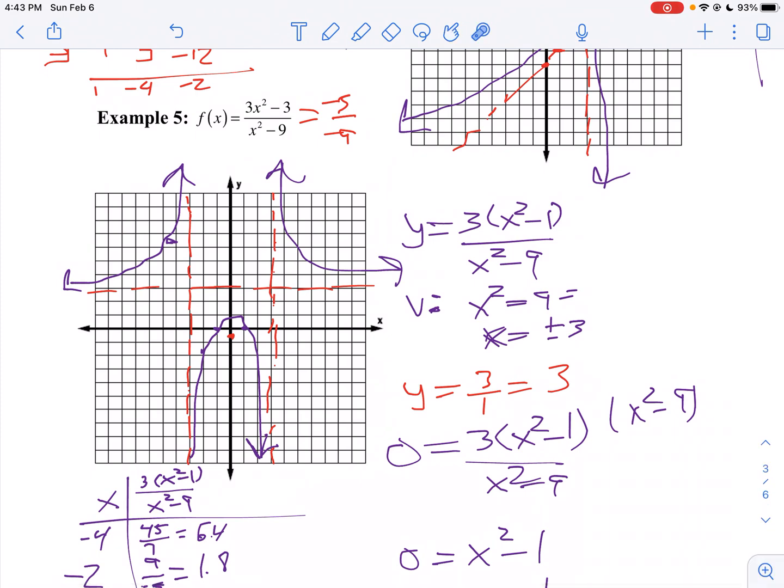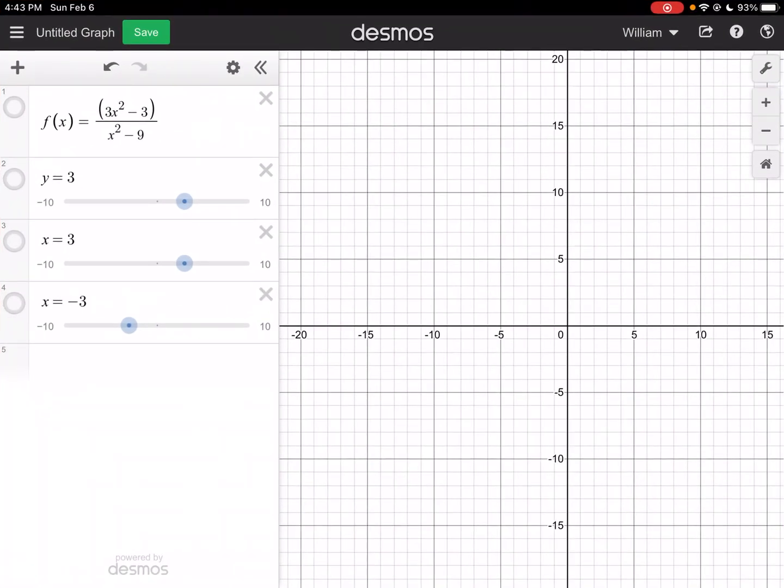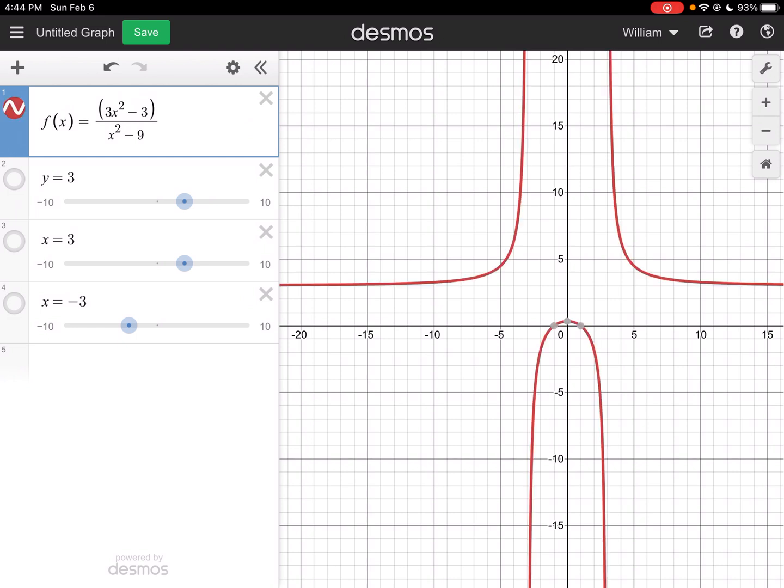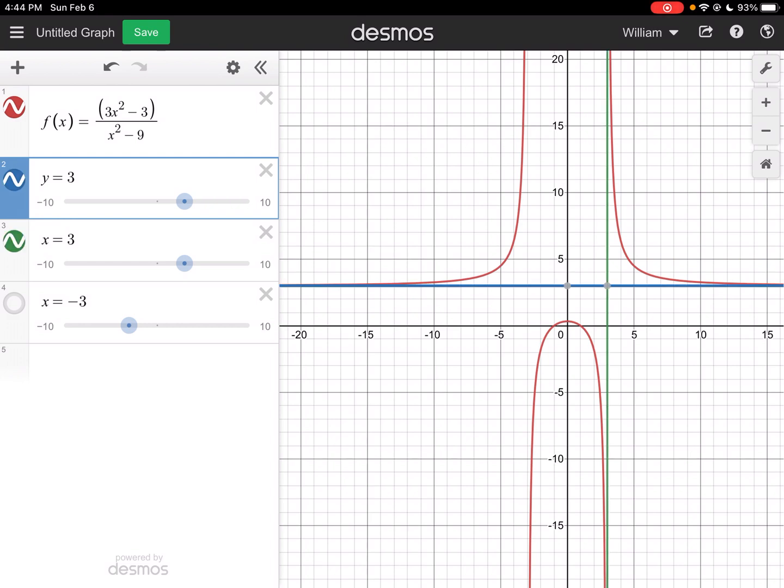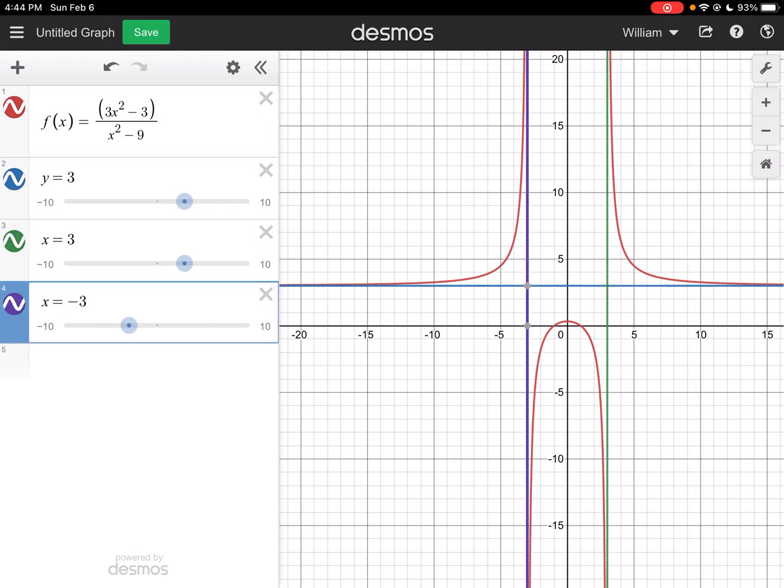And once again, let's take a look at this on Desmos. So here's my graph. You have to see it. Okay, that's pretty much what we have. Here's my y-intercept and my two vertical asymptotes, so you can see where the lines cross or they don't cross.